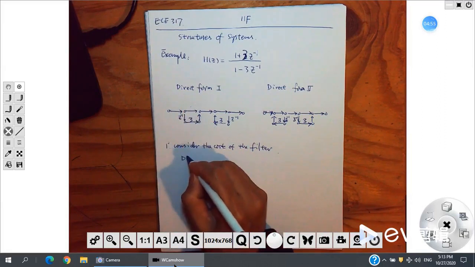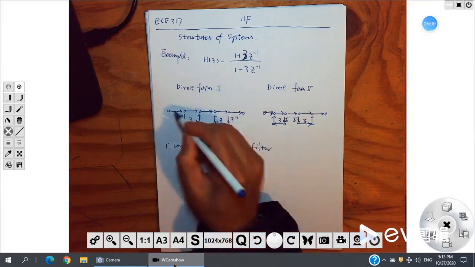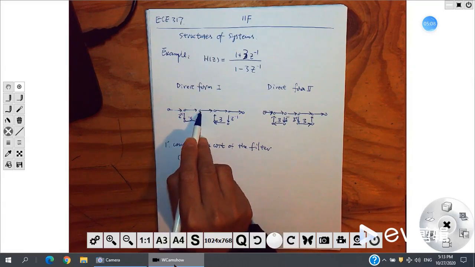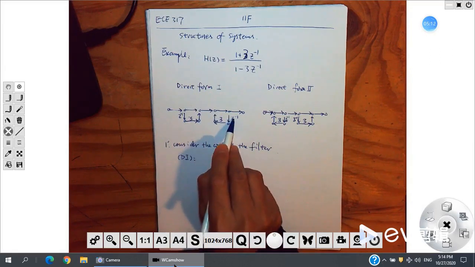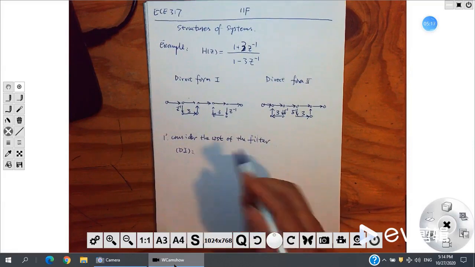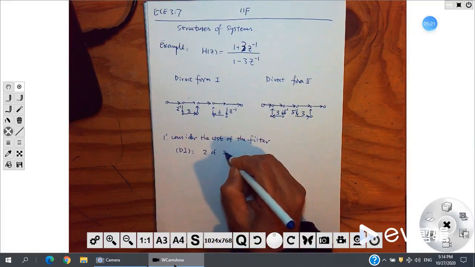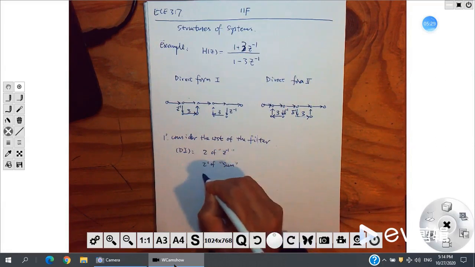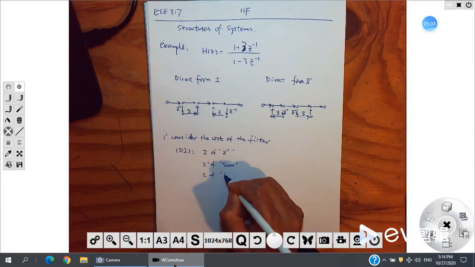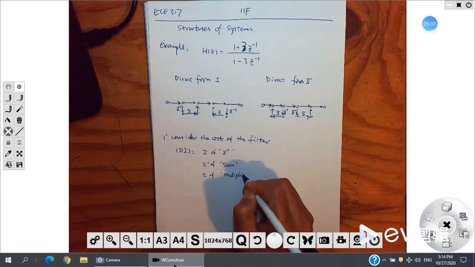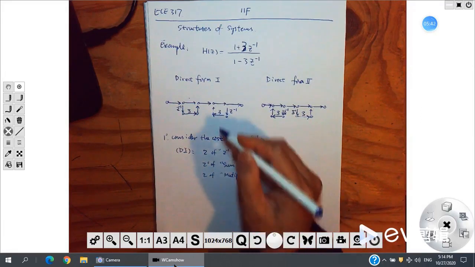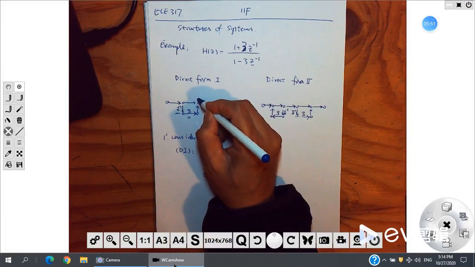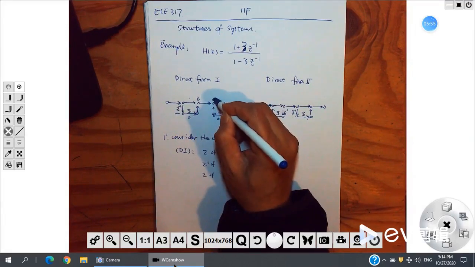For direct form 1, you can check on the input side. You have a delay here, right? A multiplication by 3. Here's a summation, and then here's another summation, another delay, and a multiplication by 3. So we have 2 delays, 2 summations, and 2 multiplications. I use a diamond for the summation. This is for this one.